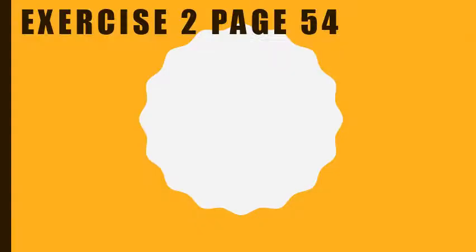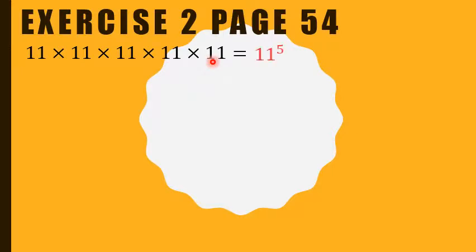Okay? Let's solve exercise 2. Look, I have to write in the form of a power. 11 times 11 times 11 times 11 times 11. The number that is repeated is 11, but how many times is it multiplied by itself? 1, 2, 3, 4, 5. So we write it 11 to the power 5. 11 is the base and 5 is the exponent.